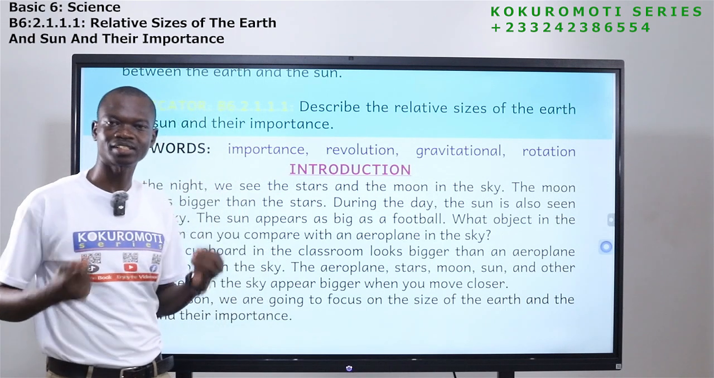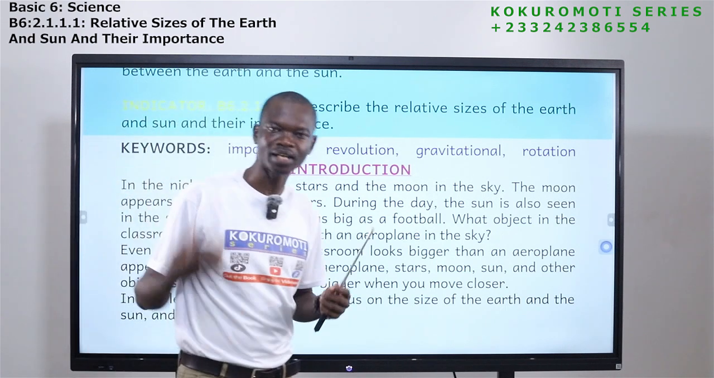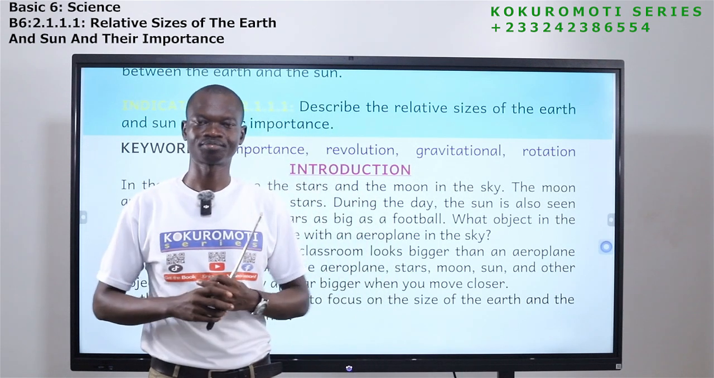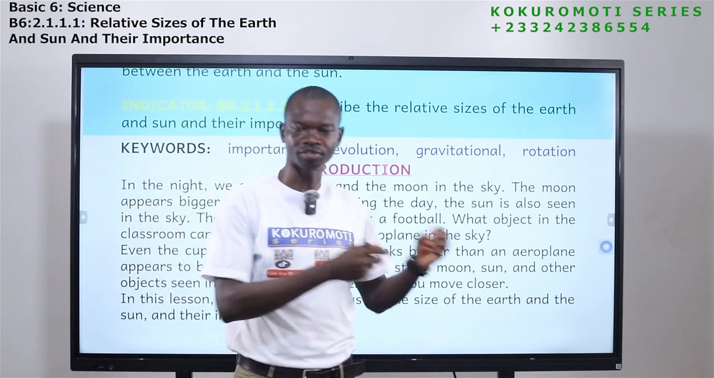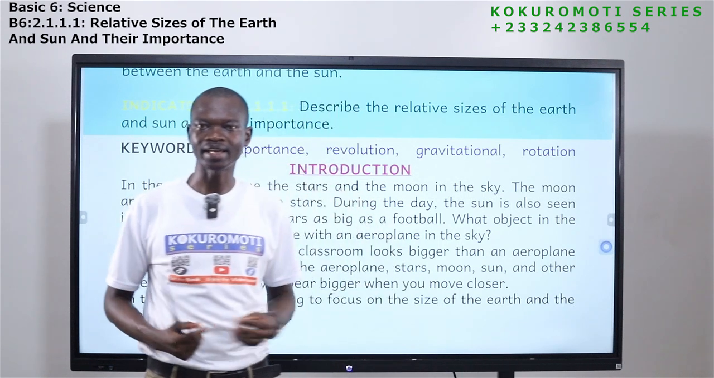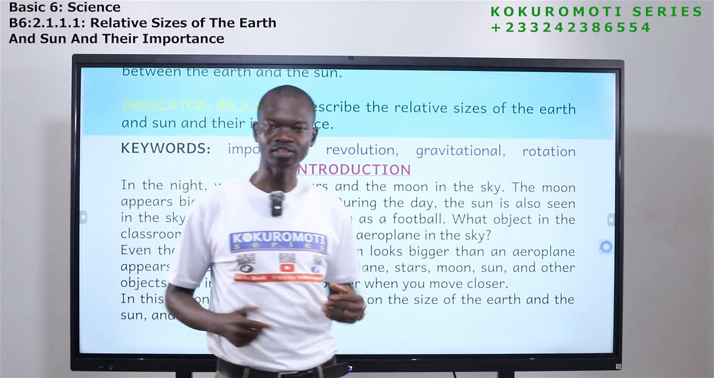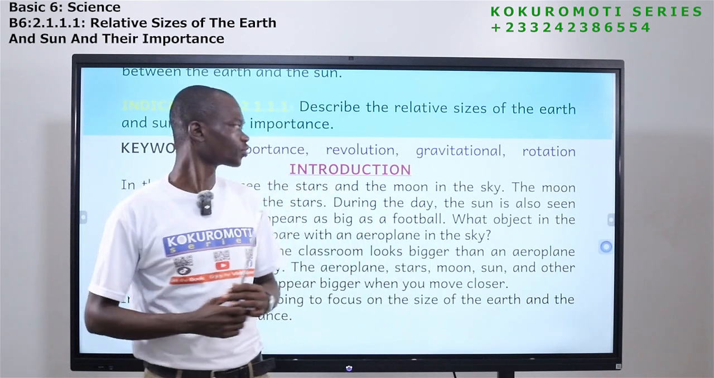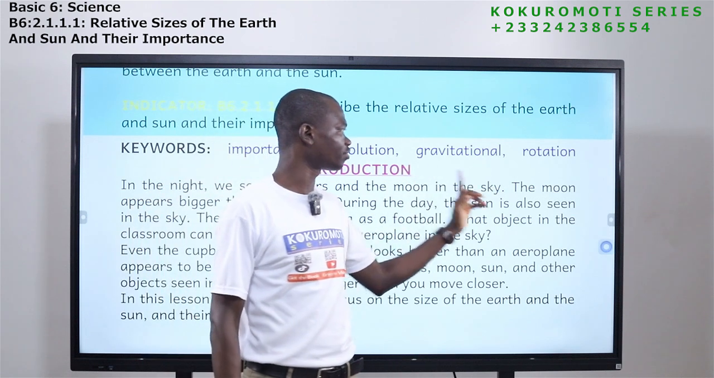The next word is revolution. In our previous lesson, we learned that the planets move around the sun. That movement is called revolution. It takes the Earth one whole year to complete one revolution.